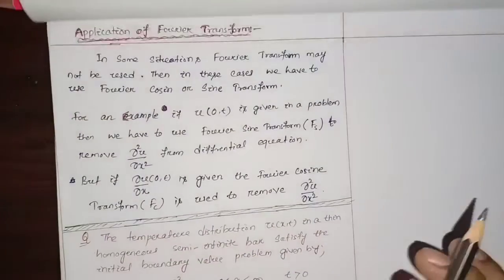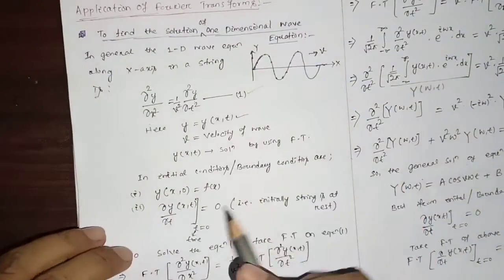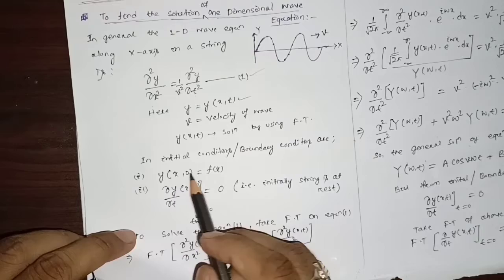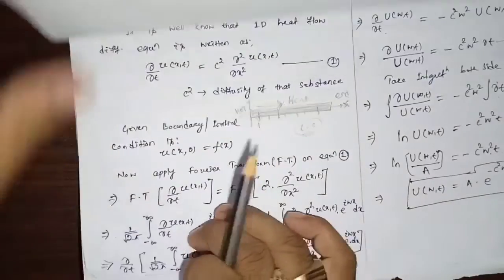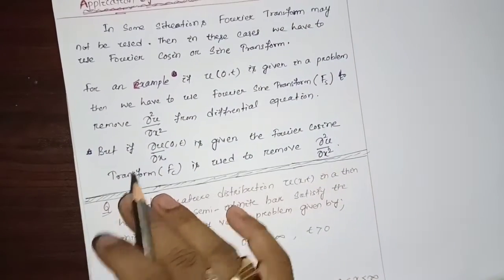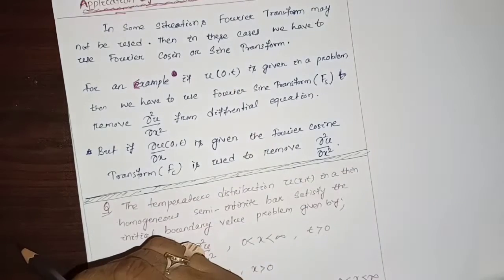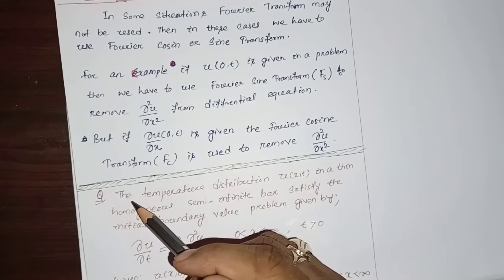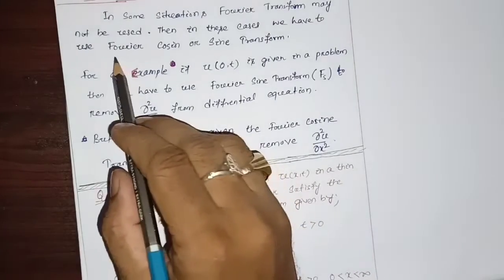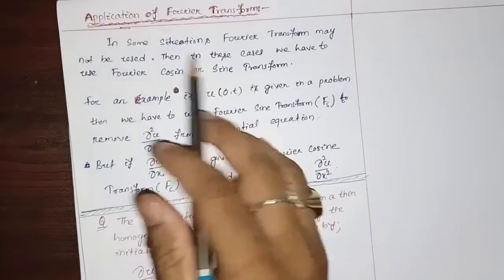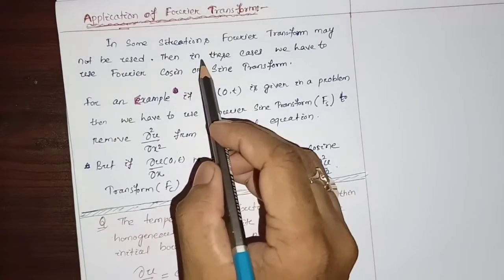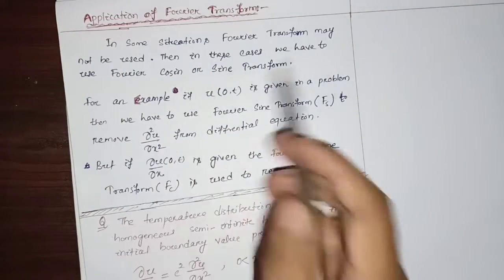In these two numericals, the initial value condition is given, that y(x,0) equals f(x). Here y(x,0), that is t equal to 0, value is given, and here also u(x,0) is given. But suppose in a problem u(0,t) is given, then how are we going to solve those kinds of problems? For those kinds of problems, we have to use Fourier cosine or sine transform. In some situations, Fourier transform may not be used. Then in these cases, we have to use Fourier cosine or sine transform.